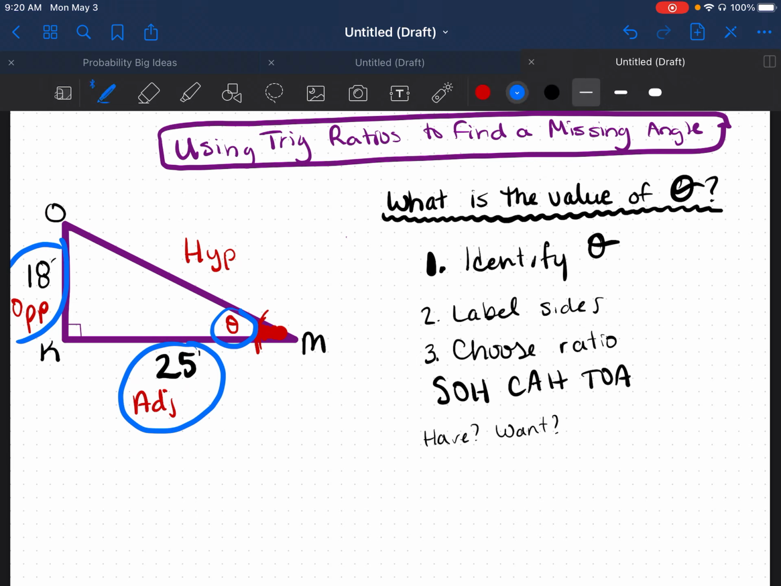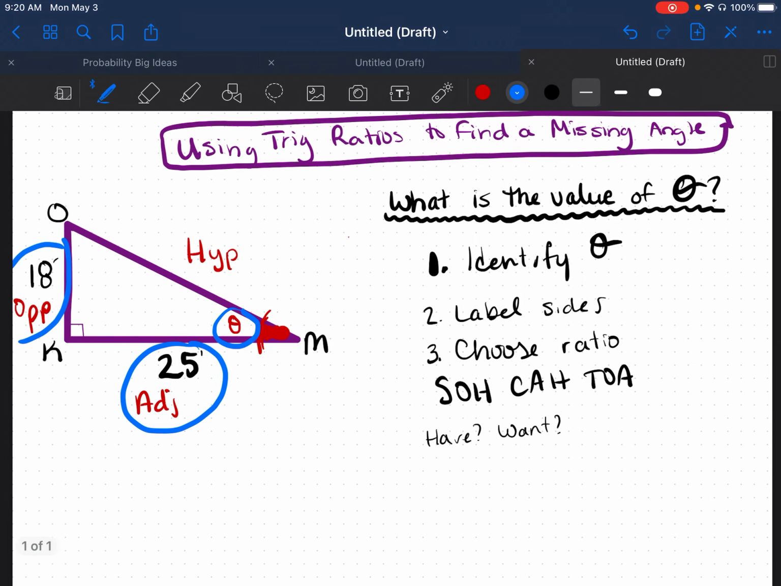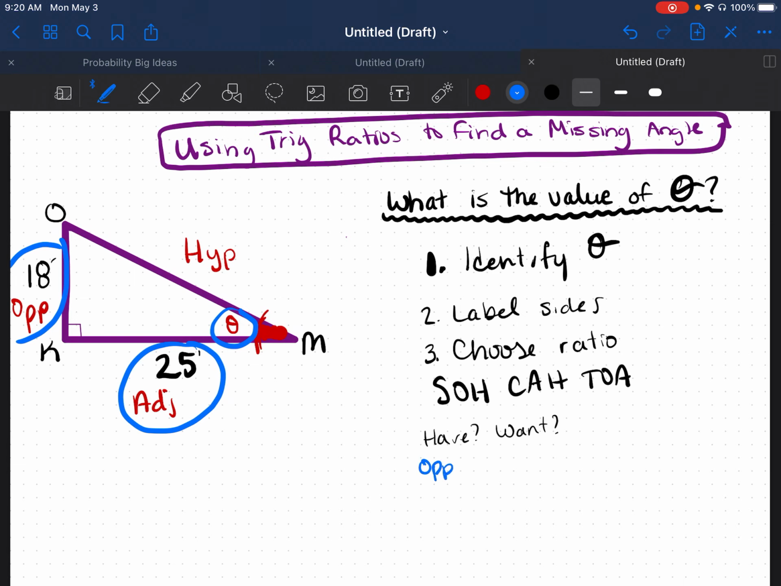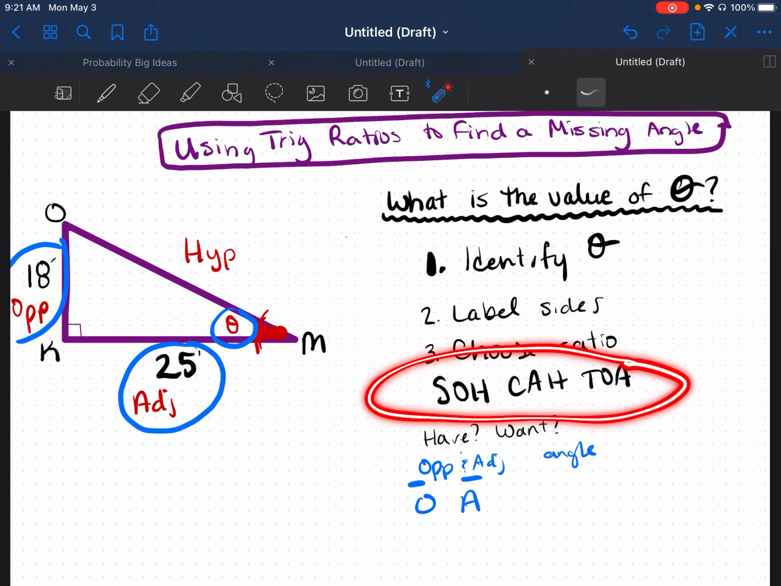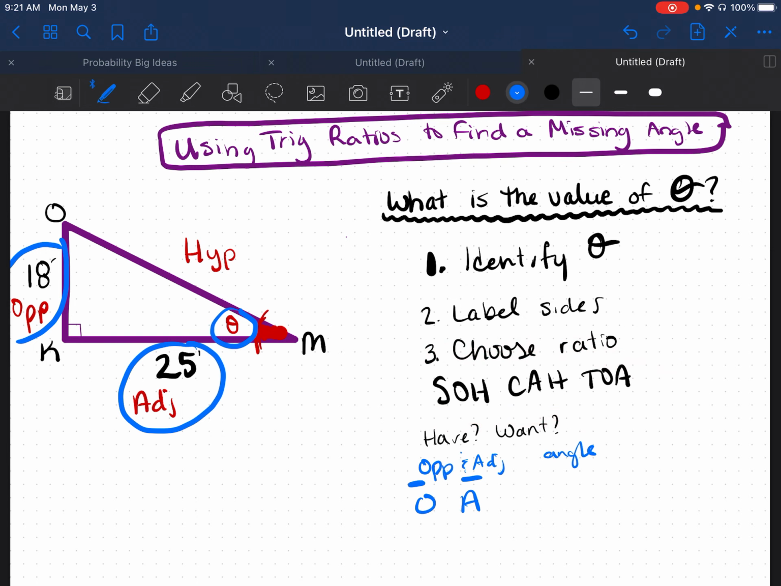So similar process to finding the missing side. So I have opposite and adjacent, and I want my angle. So because I have opposite and adjacent, O and A, I can look back up here and see which one will I use. I am going to use TOA, tangent, because it has opposite and adjacent.